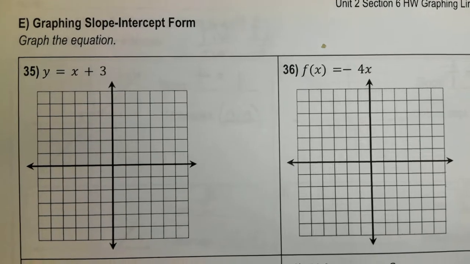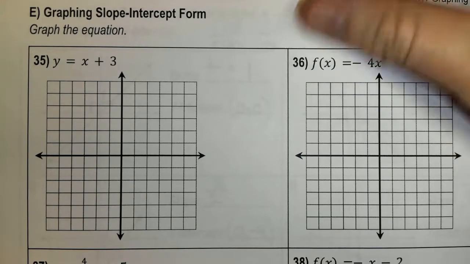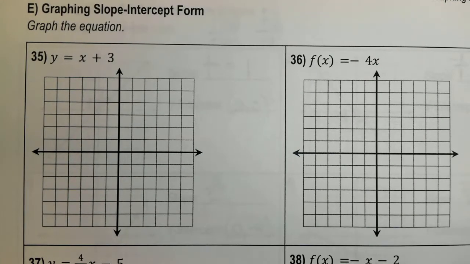All right, this is the last page. So we're on, wow, okay, I'm all over the place. Unit 2, Section 6. On this last page, there are only 6 questions, and we are graphing equations, which is awesome.